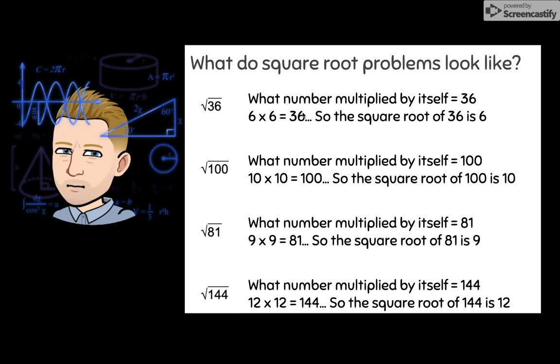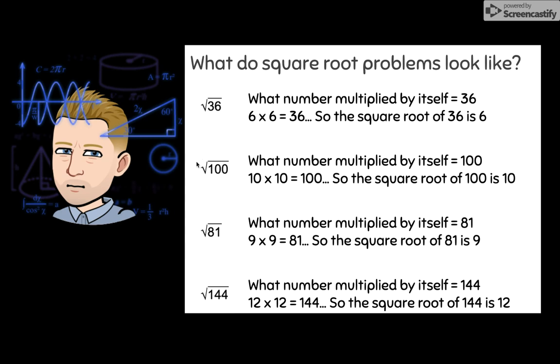What do square root problems look like? They look like this. So here you can see the radical or our square root symbol with 36 inside of it. So that question is asking us what number multiplied by itself equals 36. We know 6 times 6 equals 36. So the answer to this problem, the square root of 36, is 6.